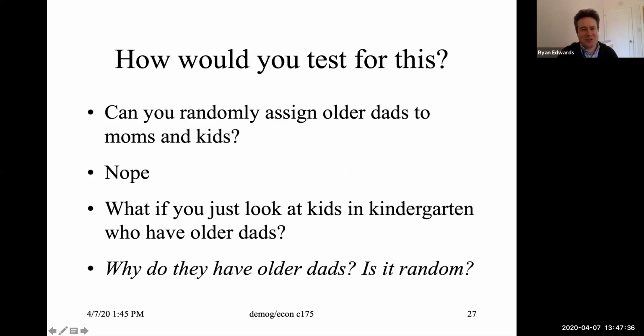And so you might ask yourself, well, how would you ever test for this? Would you just randomly assign older dads to moms and kids? Of course not. You can't do that. Maybe there was a time and a place, I don't know, but you can't. So what you can do is measure outcomes among kids at some standard age or grade level, like kids in kindergarten. Suppose you're measuring everybody at age 5 or 6. You could look at all kids in kindergarten who have older dads. But the problem is that you quickly realize there's a reason they have older dads. It's not completely random. There's a sort of mating that's going on.